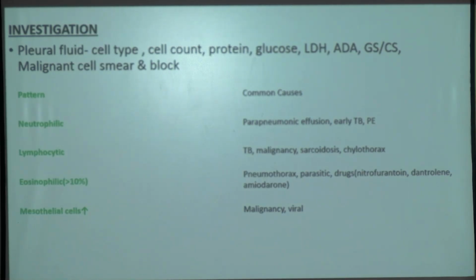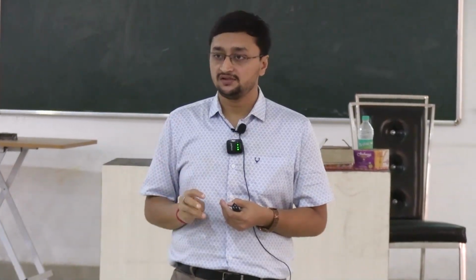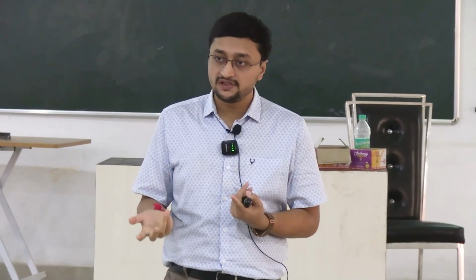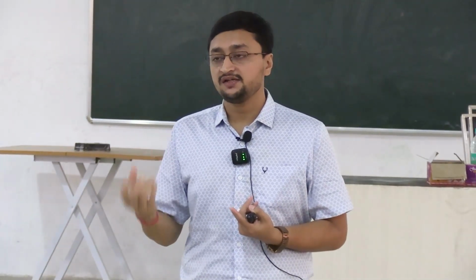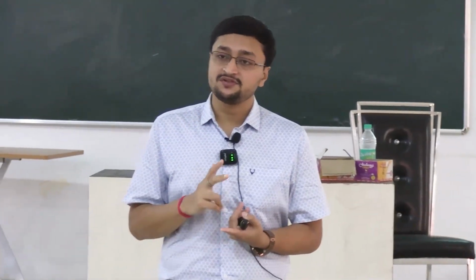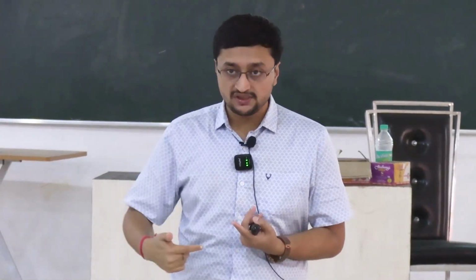About the cell type, there are three types of different cells: neutrophilic, lymphocytic or mesothelial. Neutrophilic signifies infection. Neutrophilia means infection. Lymphocytes may be in case of tuberculosis, may be in case of malignancy. And mesothelial mostly in malignant pleural effusion. So neutrophilic, lymphocytic and mesothelial cells.